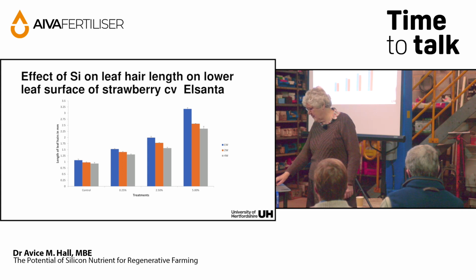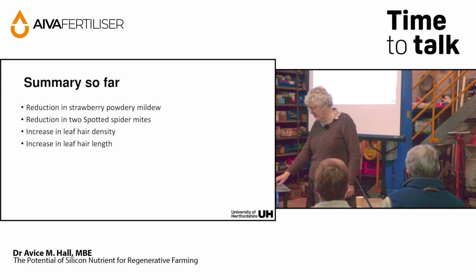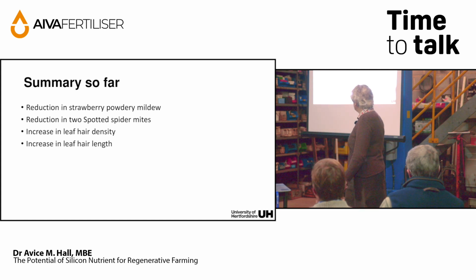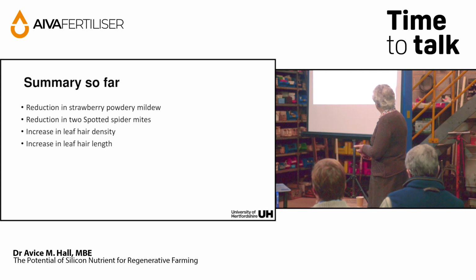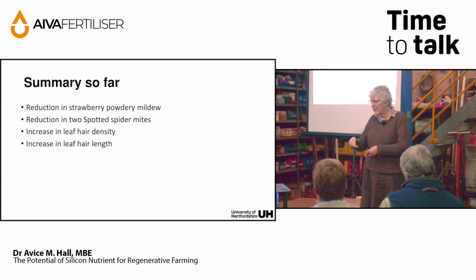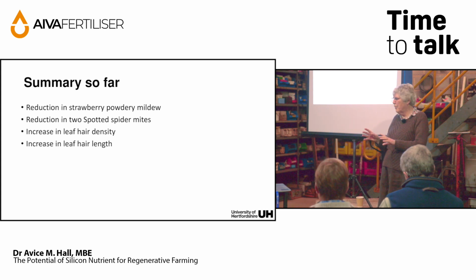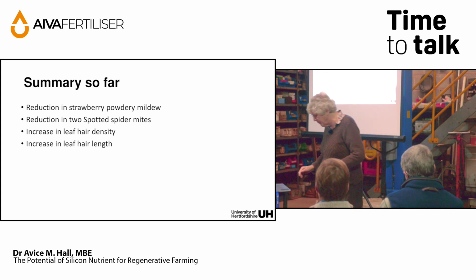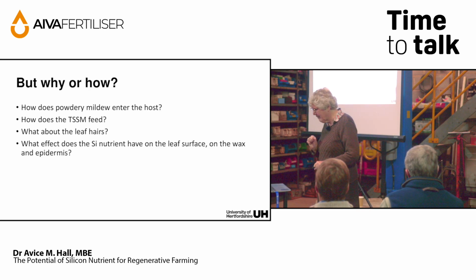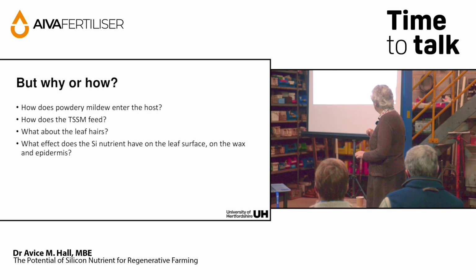Again, statistically significant. So the summary so far is reduction in strawberry powdery mildew, reduction in two-spotted spider mites, and by this time we knew we had an increase in leaf hair density and leaf hair length. Remember, that was part of the passive defense pathway. Was anything else happening? But why or how? How does two-spotted spider mite feed?